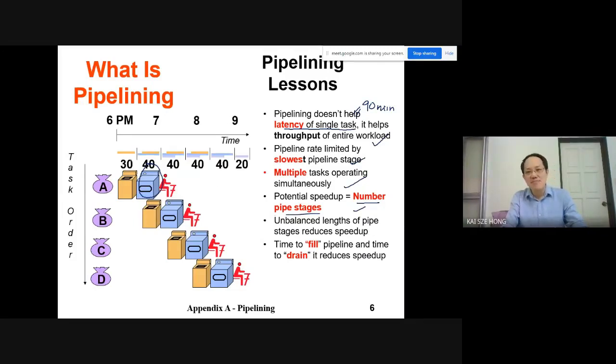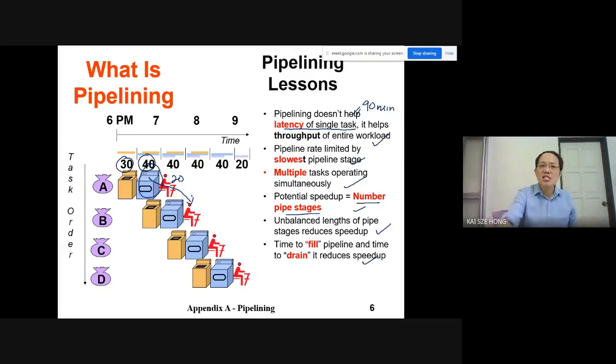Let's say you have 30, 40, 20 minutes here. It's unbalanced, so everyone has to wait 40 minutes. This is the meaning. And the time to fill the pipeline and the time to drain it reduce the speedup. Even though he has finished, you still need to take some time to take it out and give it to the folder. You still need to transfer it.